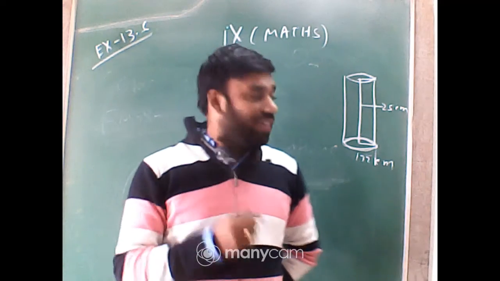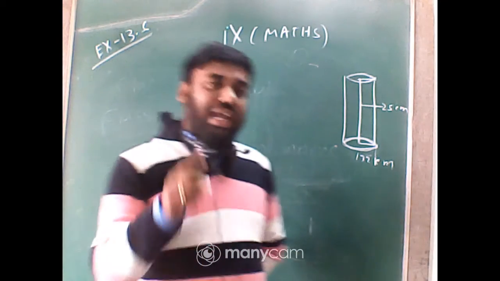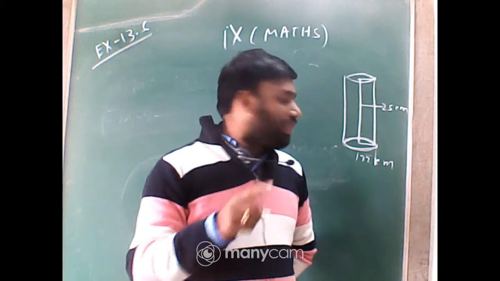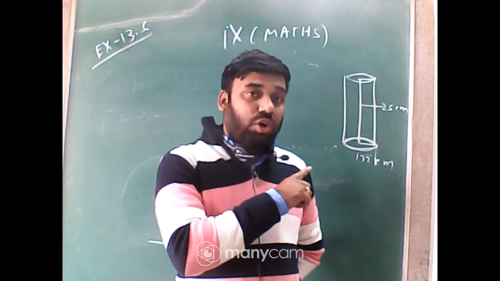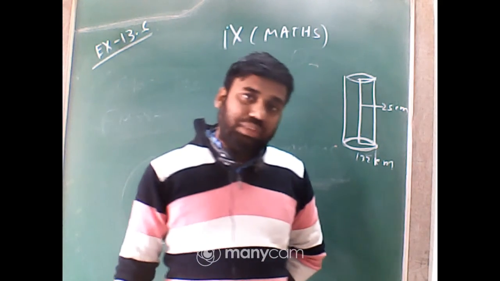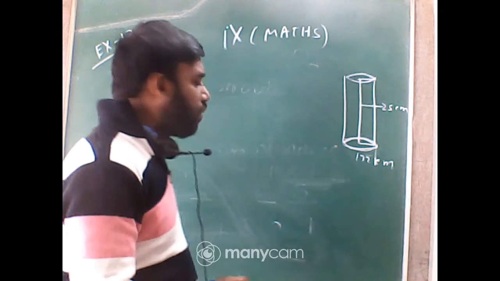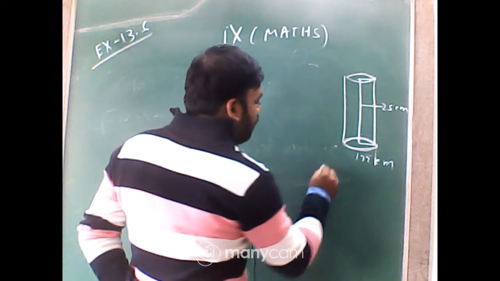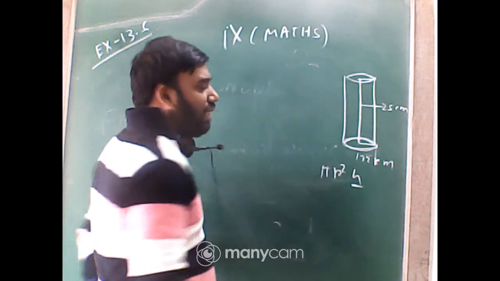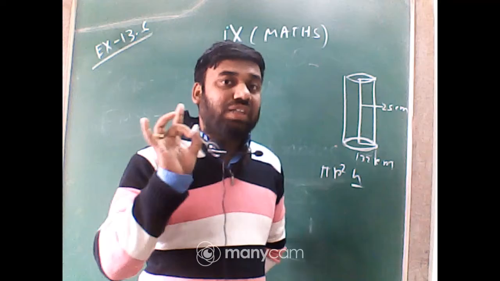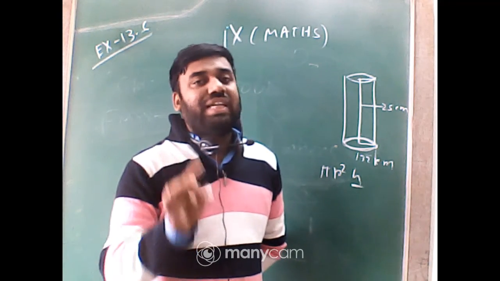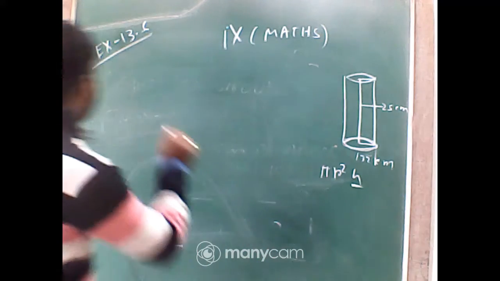The cylinder has height 25 centimeter, and the base of that cylinder is a circle, whose circumference is given as 132 centimeter. If I want to calculate the volume, we use the formula pi r square h, where h is the height, that is given, but r is not given directly. So we have to calculate the base radius of the cylinder. That is question number 1.